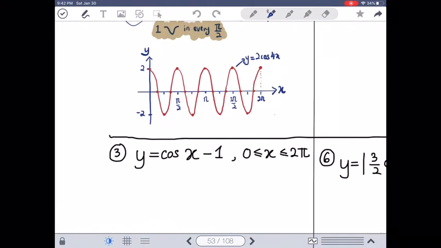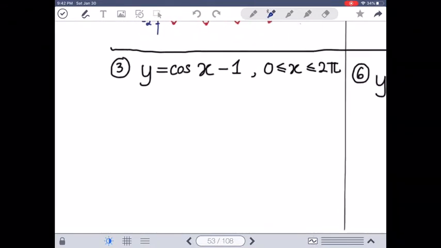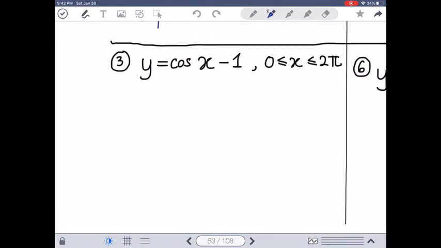Okay, now let's have a look at the third graph. y equals cos x minus 1. Minus 1 means that you need to shift the graph 1 unit downwards. Okay, we start with cos x first.